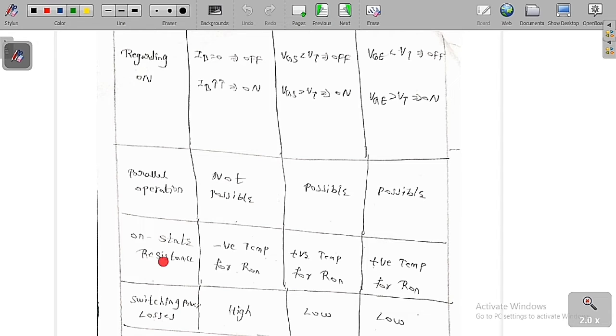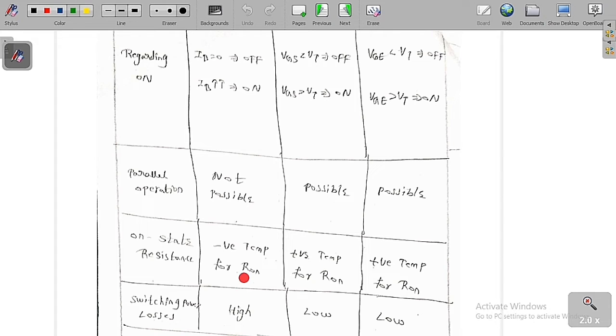On-state resistance. Whenever the switch is on, we are going to see what its dependence on temperature is. The BJT has a negative temperature coefficient for on-state resistance, meaning whenever the temperature increases, the resistance decreases. It is a bad thing. Whenever the temperature increases, the resistance decreases, meaning it can carry more current. As the current increases, it can break down.